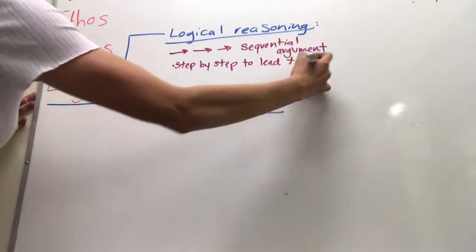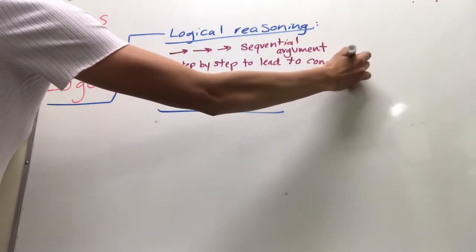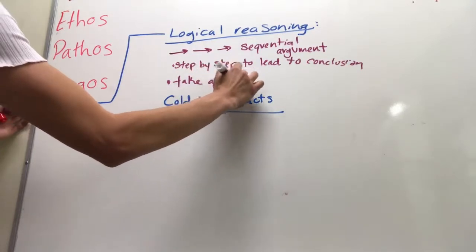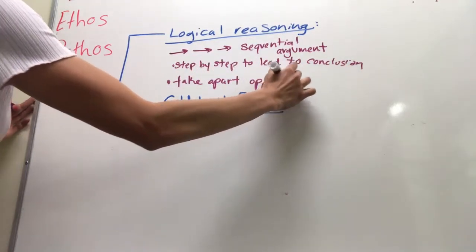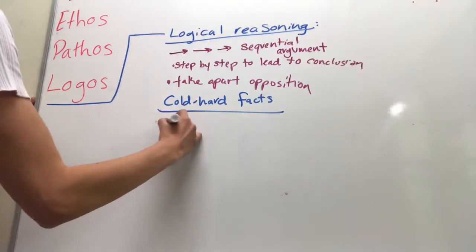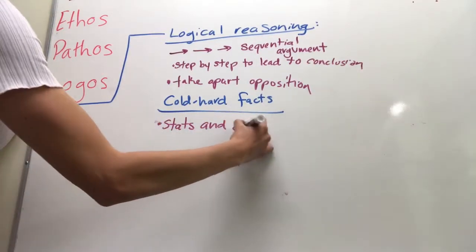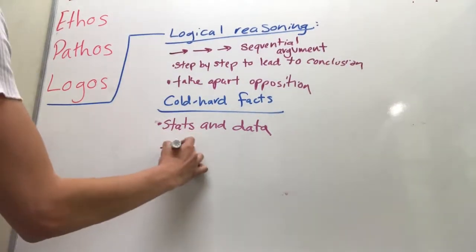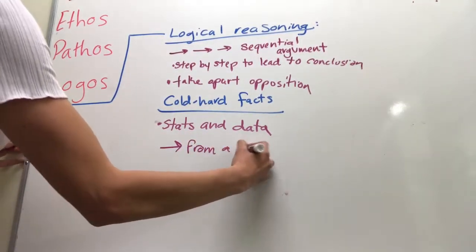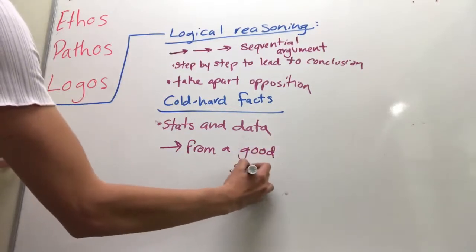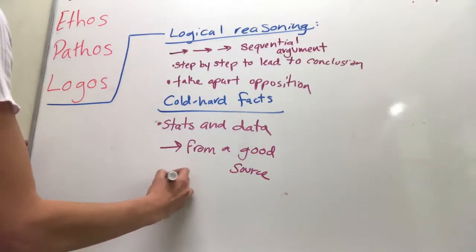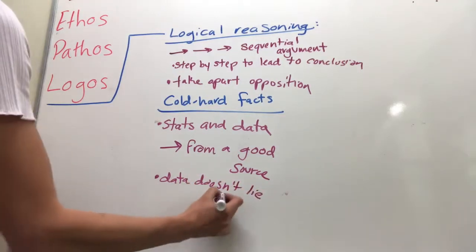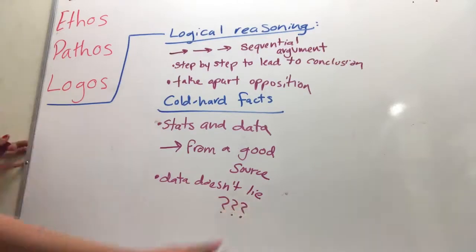This tool of logical reasoning can also be used to take apart your opposition if you see that a step is missing and so they're led to an incorrect conclusion. The second tool is cold hard facts. That's using stats and data from a good source to help you get to your argument, because you can't really argue with stats. And I put question marks there because maybe that's a larger philosophical question we can have a discussion about at a later time, but use your stats to your advantage.